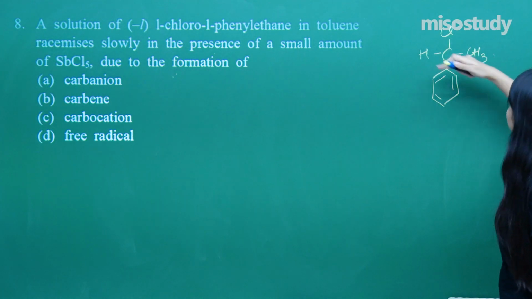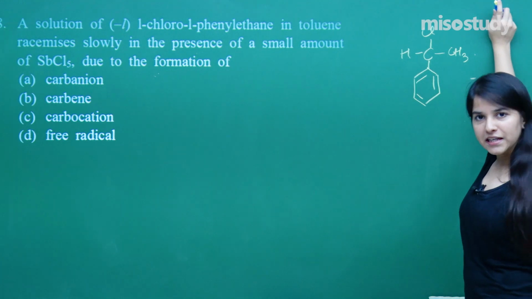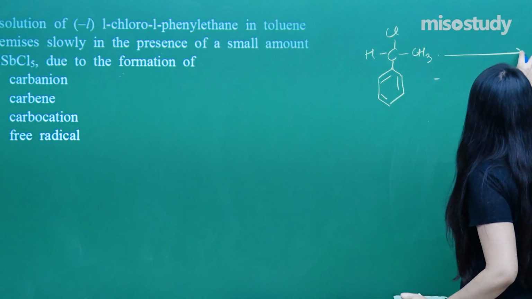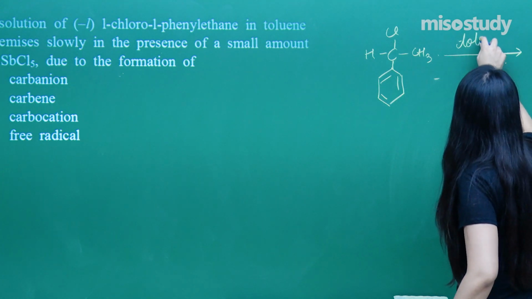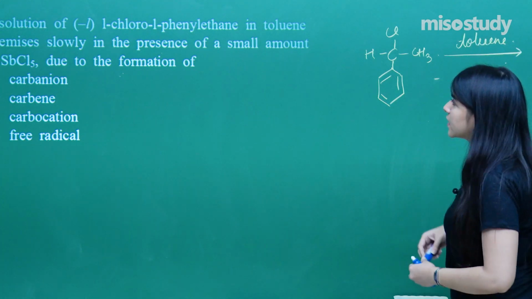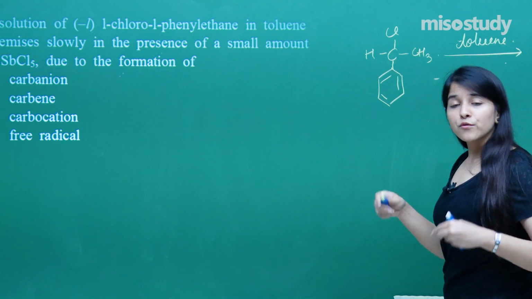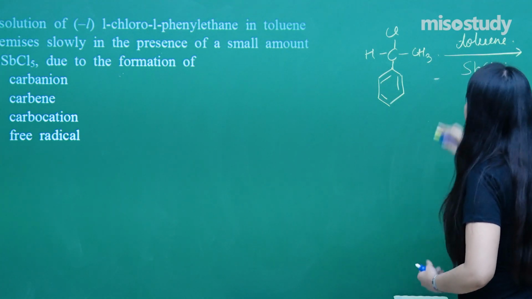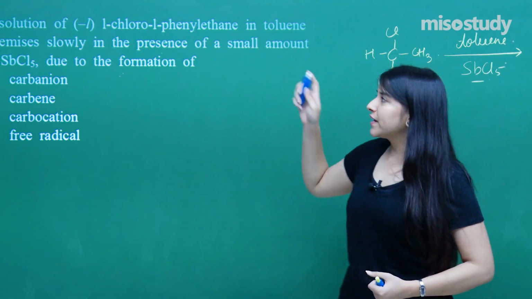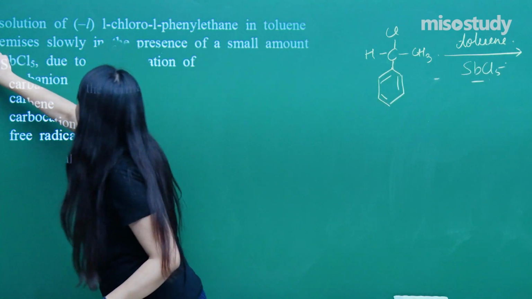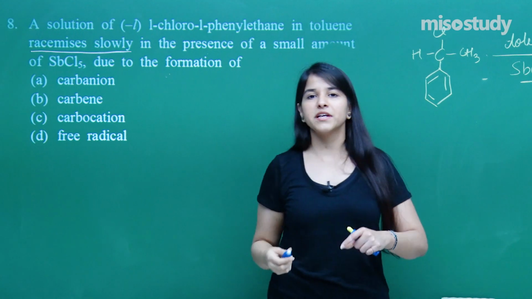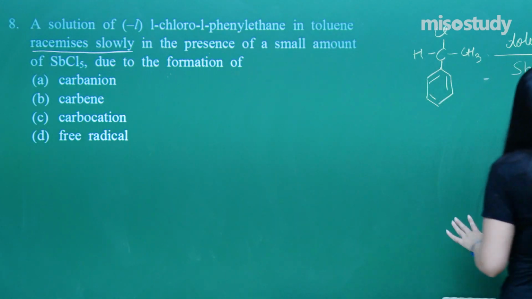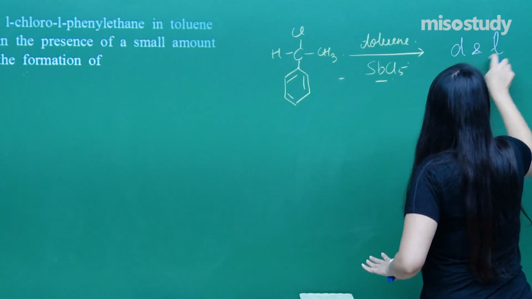1-chloro, 1-phenyl, and in total it would be ethane. Now I need this reaction in, first of all, the solvent used, toluene, in the presence of, with what am I reacting it? SbCl5. So it says we get a racemic mixture. It racemizes slowly. Racemic mixture means both the forms of enantiomers. So we have got D and L forms.